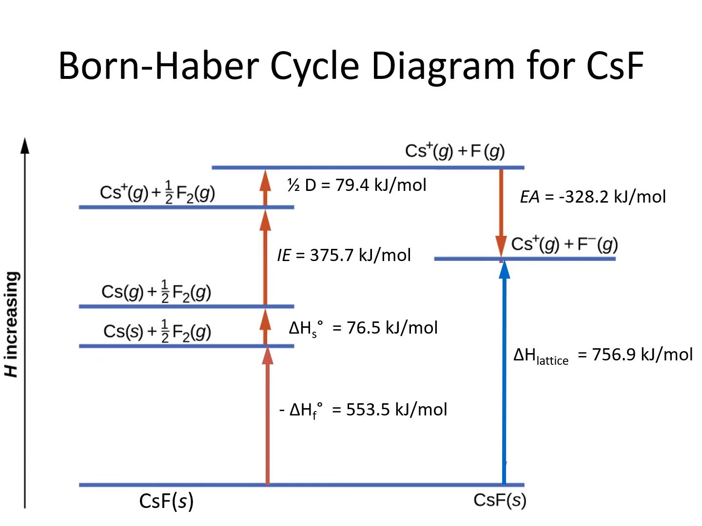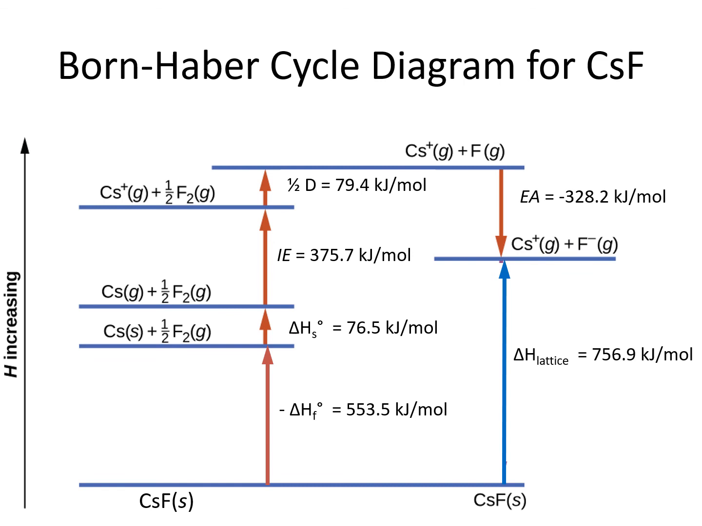Then our next step would be using the enthalpy of sublimation for the metal. So the metal cesium is going to go from cesium solid to cesium gas as that step. And there would be a particular energy associated with that. Then we would use our ionization energy of the metal. So the metal is losing an electron to become positively charged, and it's doing it in the gas phase. So we can use our ionization energy since the definition applies.